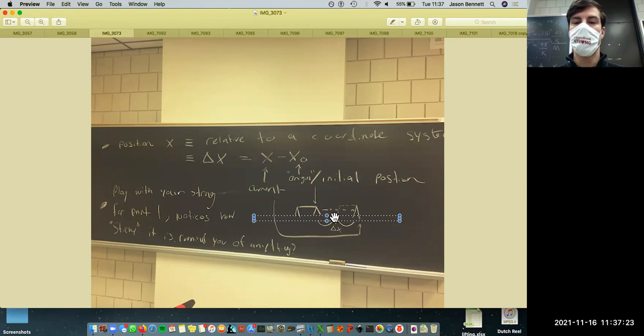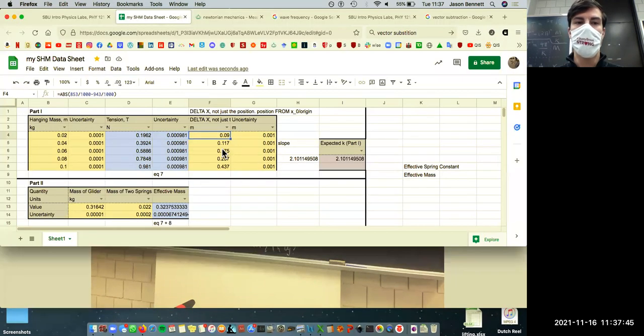If I stretch it over here, based on my picture, it looks like I'm using the right edge of my cart. So let's say my cart is initially sitting on the right edge at 720, and then I pull it over 30 centimeters. So now it'll be like 750. But the actual thing that I'm putting in my data sheet is not either of those numbers, it's the difference between the two of them.